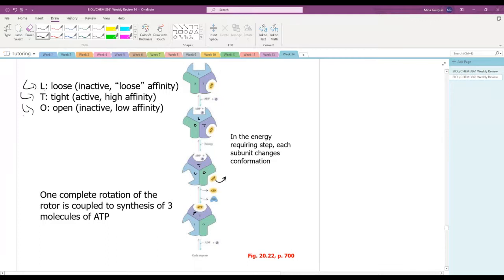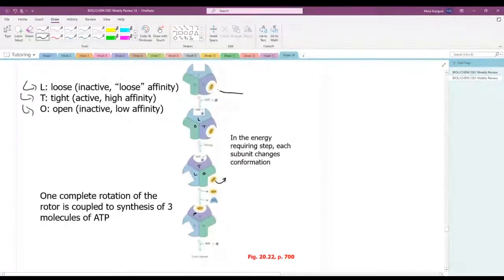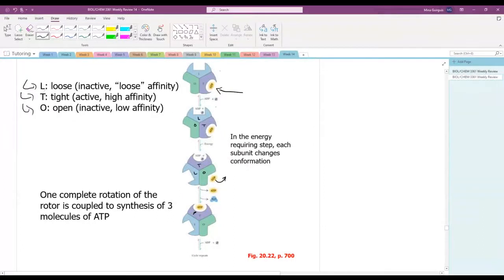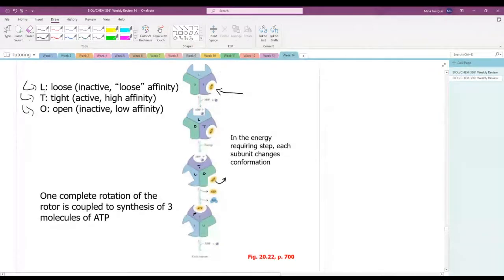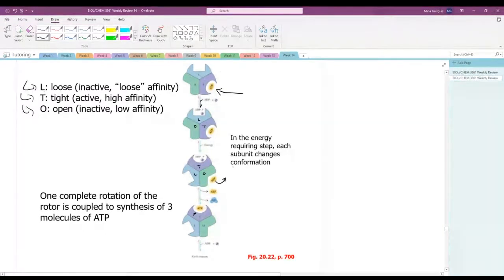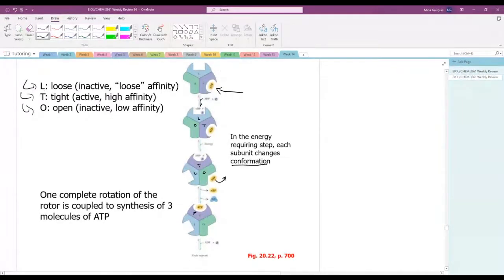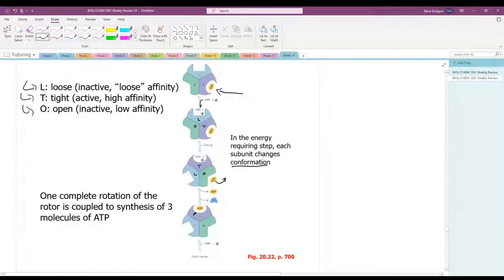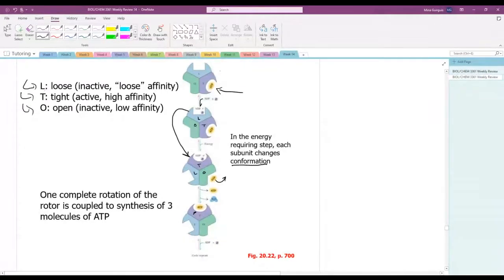Okay. So the first step, or I guess I should say, this is a cycle. And so in this cycle, the tense subunit starts with an ATP bound. When the tense subunit has an ATP bound, it then allows ADP to make its way into the loose subunit. Okay. The loose subunit then has a conformational change to make it a new tense subunit. So this loose became tense.